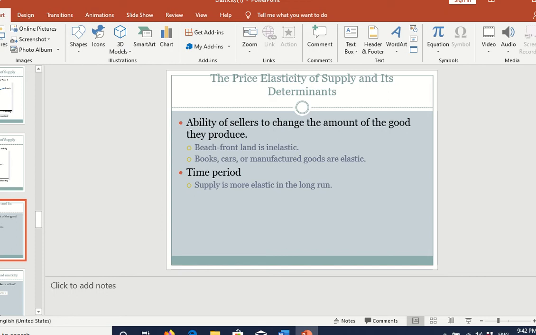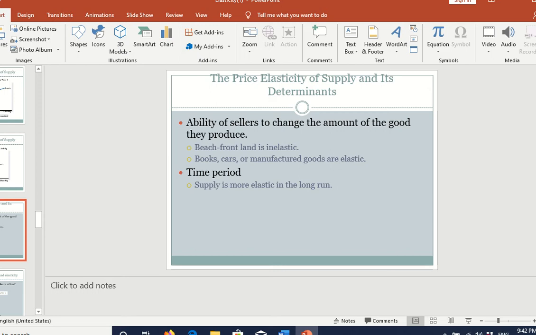So as much as real estate developers want to get a hold of a piece of beachfront land, they may not be able to do that. Okay, so in response to a change in the price, suppliers, or real estate developers in this case, are not able to respond as much. So on the other hand, we have some manufactured goods such as books or cars. The supply is fairly elastic in response to a change in the price.